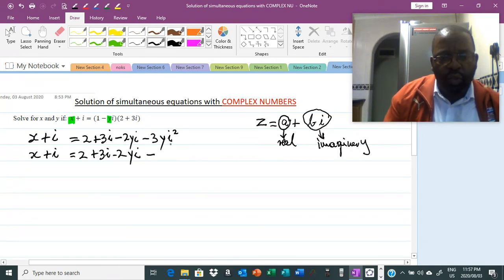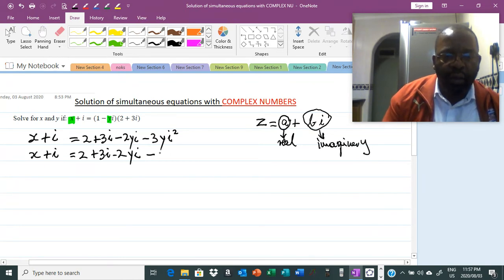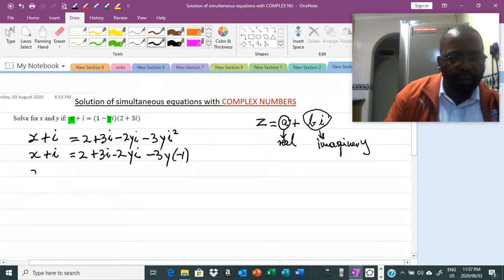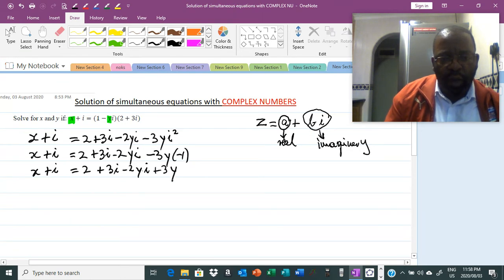Now, let's carry on. x plus i equals 2 plus 3i minus 2yi. Then when we get to i squared, we know that in complex numbers, i squared must be changed to -1. So we change the i squared and make it a -1 and simplify further. x plus i equals 2 plus 3i minus 2yi. -1 times -3 gives us positive 3y.